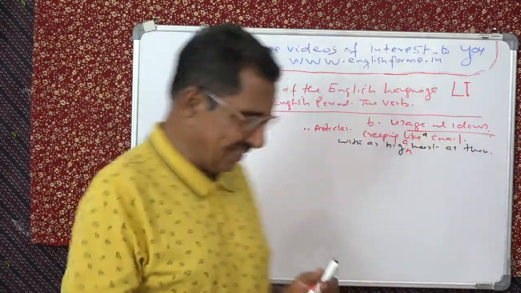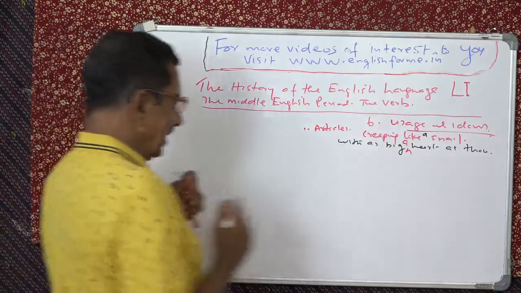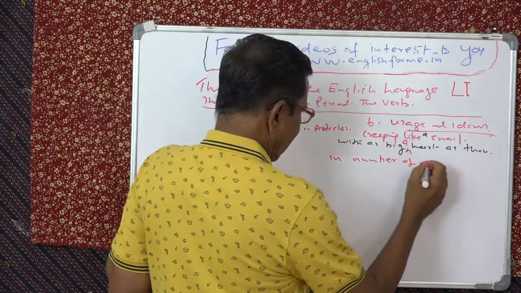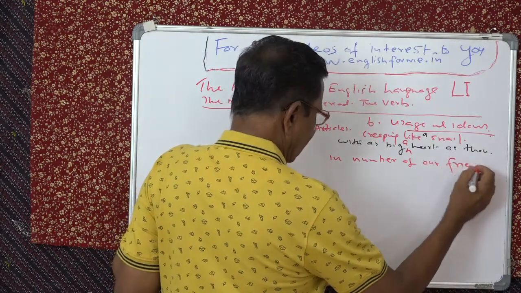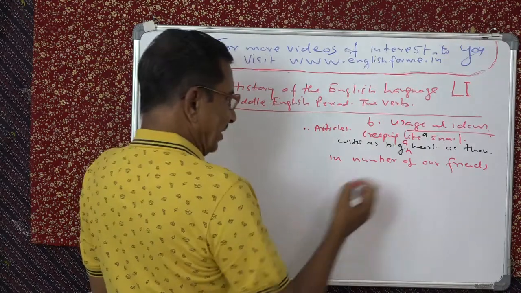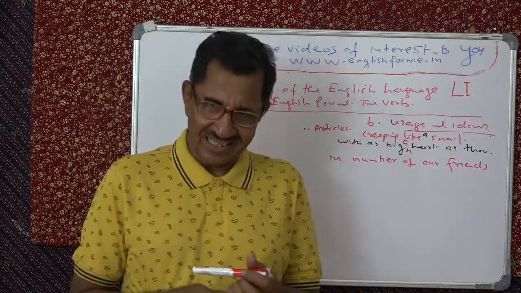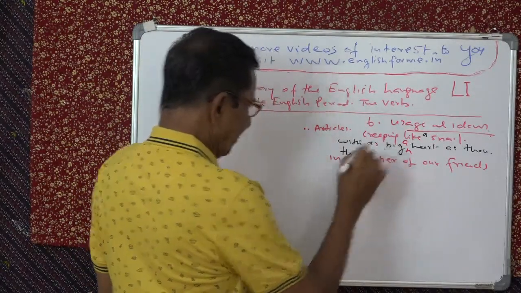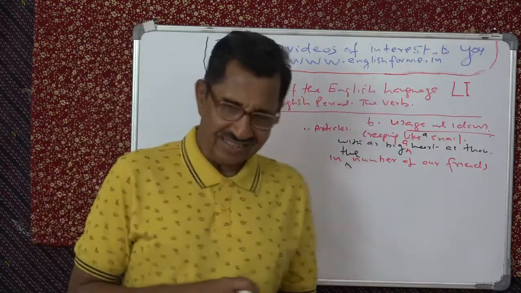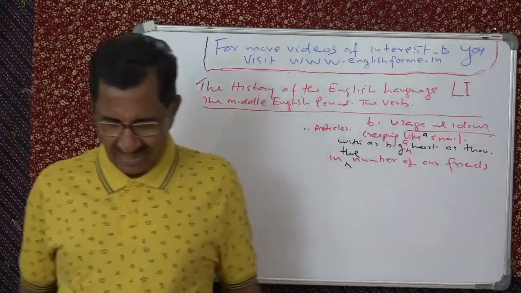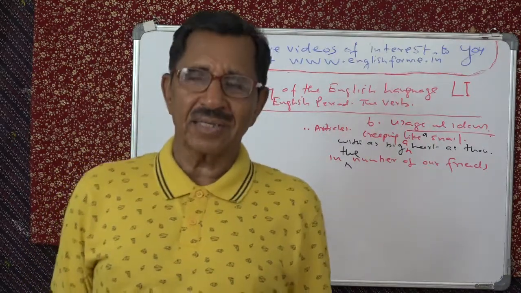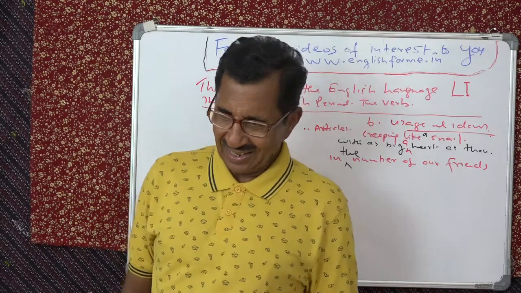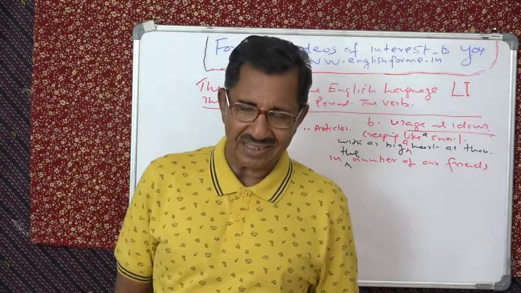Another expression: "in number of our friends." These are from Shakespeare. So what is the missing article? In the. The missing article is "in the number of our friends." But just consider it to be idiomatic use. That's the thing. Shakespeare's idiomatic use. Understand?